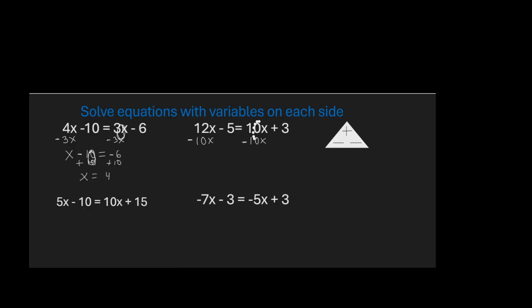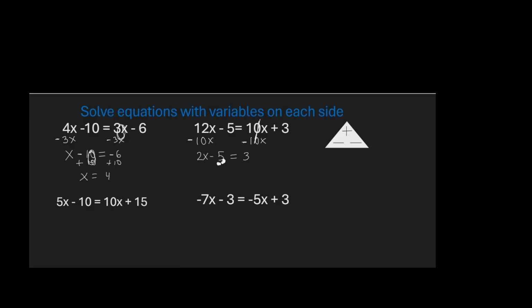Now in this case, 10x minus 10x is going to cancel. It's going to be 0. On the other side, I have 12x. Number 12 is positive, and this one is negative. They have different signs. Subtract and keep the sign of the biggest number. The biggest number is positive, so I'm going to end up with positive 2x. Then I'm going to bring down negative 5. And on the other side, all of that equals positive 3.